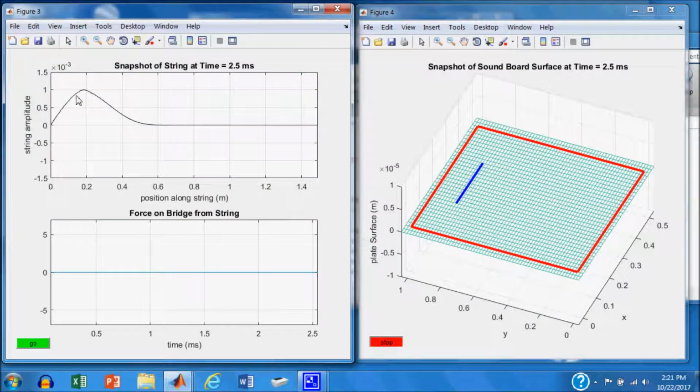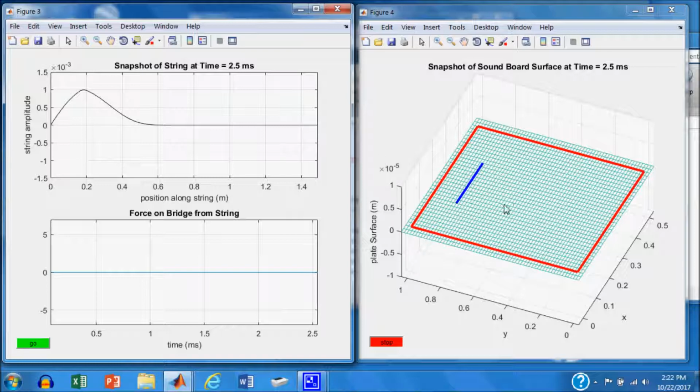Okay, we have struck this string with our hammer at about 1/8 of the speaking length. The string is almost 1.5 meters long, and we're looking at the amplitude along the string. And down here I'm showing the force of the string on the bridge. Over here's the bridge. Over here's the graph.